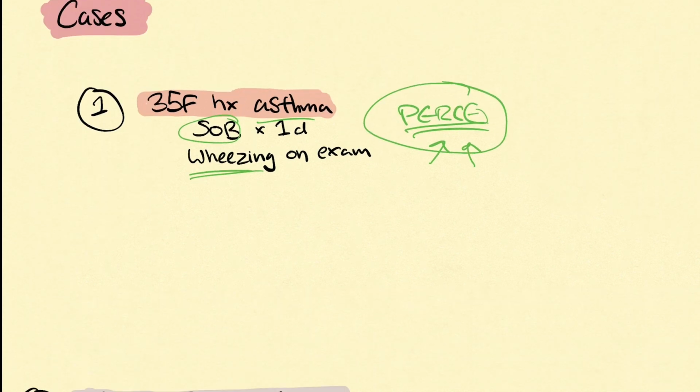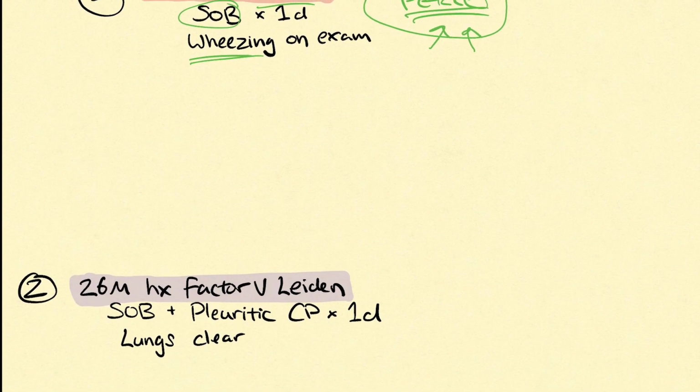Now, let's look at a different case. Case number 2. This is a 26-year-old male with a history of factor V Leiden. Factor V Leiden is a genetic disorder that makes you very prone to both DVTs and PEs. Now, this patient's coming in with shortness of breath and pleuritic chest pain for a day. You do your exam and their lungs are clear.